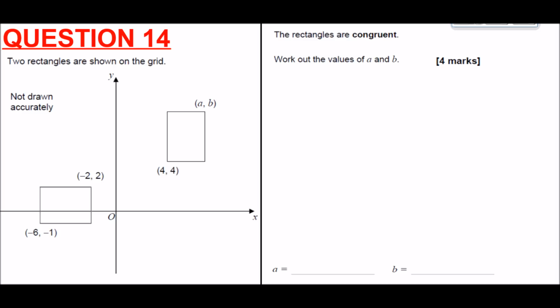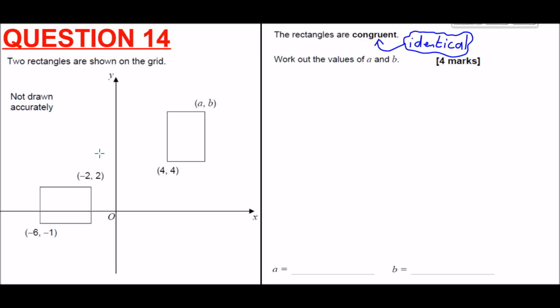Question 14 now. 2 rectangles are shown on the grid, and we're told that the rectangles are congruent. So congruent is one of these fancy mathematical words. All it means is identical. Same shape, same size. And so that begs the question, why don't they look the same? Well, that can only be because this rectangle stood up, this one's laid down on its side. We need to work out the values of A and B, so what we could do with knowing is the length and the width of this rectangle.